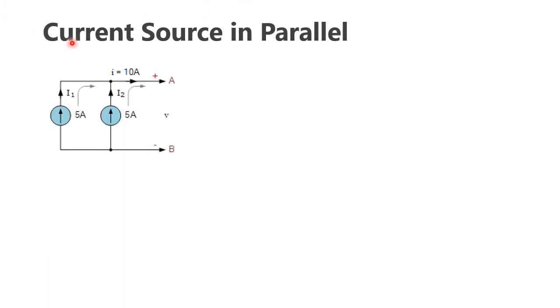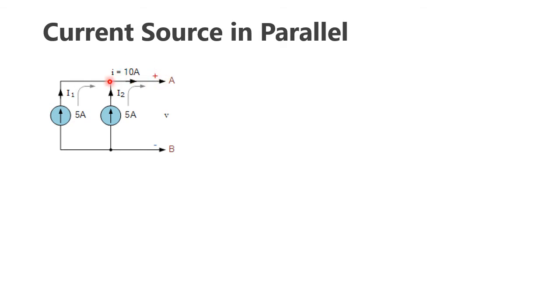Okay, let's analyze the connection of current sources. Now here, current sources are connected in parallel. Two current sources are connected in parallel. This one is 5 ampere, this one is also 5 ampere. So I1 will be 5 ampere, and I2 will be the same value as I1, equal to 5 ampere. I1 will flow through like this, and I2 will flow through like this. But at this point I1 and I2 will add together and pass through this path, so the current in this path will be 10 ampere.